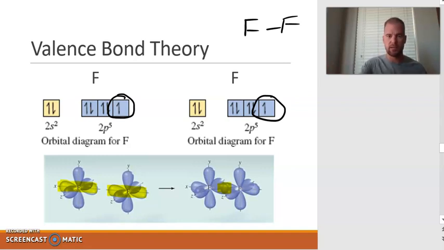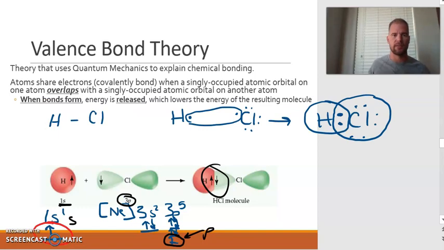Also, let me go back just a second because I forgot to mention this earlier: when atoms bond, when bonds are created, energy is released. And that's actually why atoms bond, because the resulting molecule ends up being lower in energy, and that is, of course, favorable for the particular substances. So that wraps up valence bond theory. We're going to see hybridization in the next video.